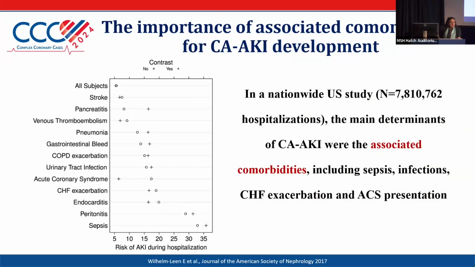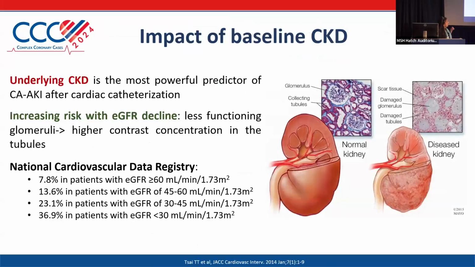Also very important are the comorbidities associated with contrast-associated acute kidney injury. CKD and diabetes are the number one, obviously, and very important comorbidities are all written here in terms of pneumonia, GI bleed, COPD exacerbation, and you see all of these things in an acute coronary syndrome also fitting in, but very, very important, sepsis, infections, CHF exacerbations, and ACS presentation.